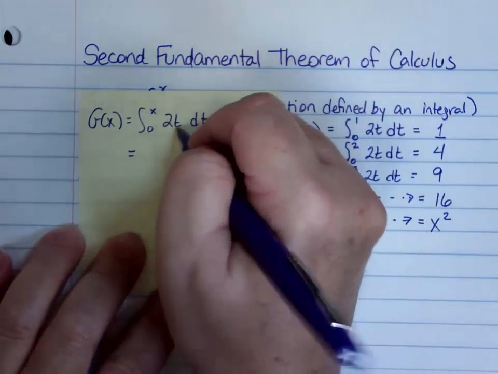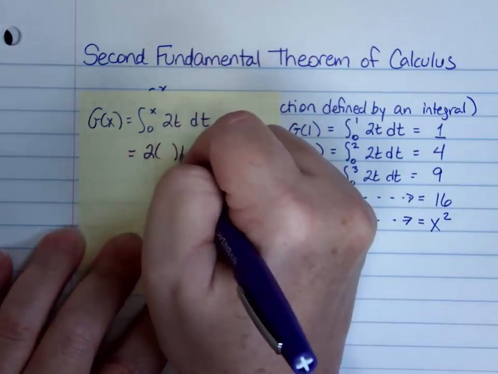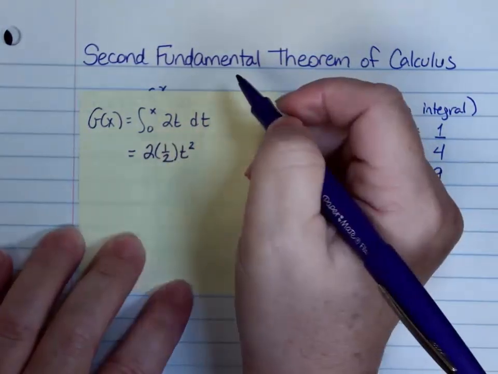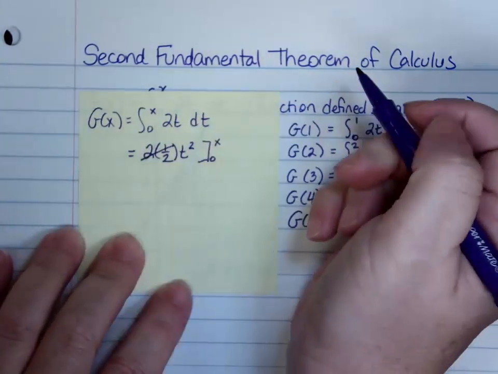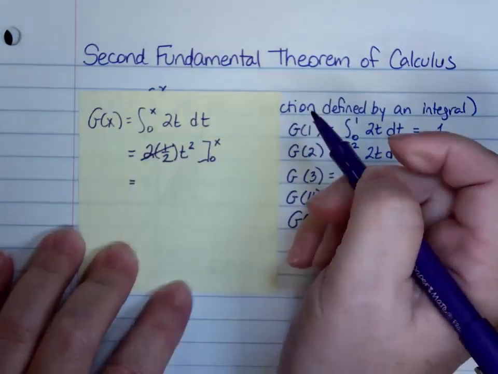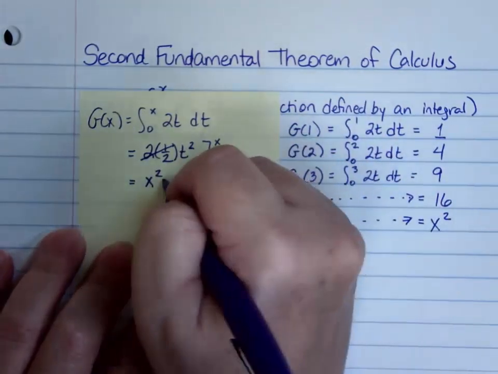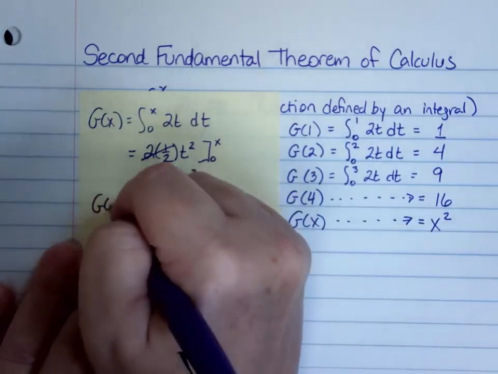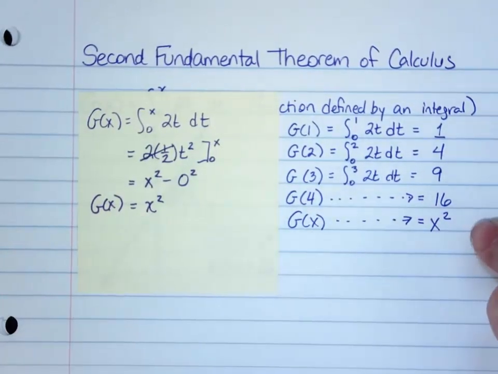What is the antiderivative of 2t? T squared. It is 2. T's power goes up to a square, and a 1/2 goes there. Agreed? From 0 to x. Are you with me? So now, if you plug in x for t, what do you get? X squared. If you plug in 0 for t, you get 0 squared. And we get the same answer, x squared, that we got over here. Do you see how that works?